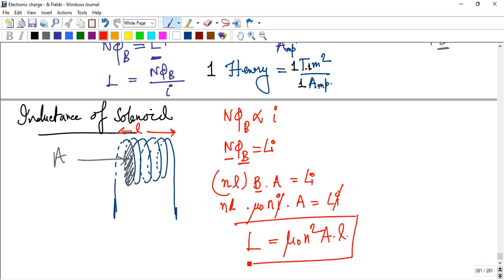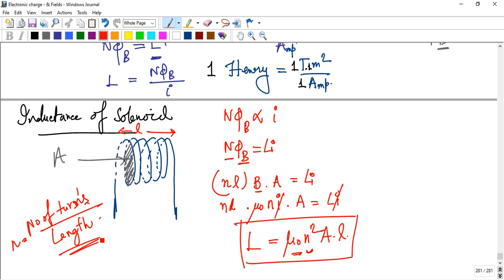So we get the final inductance. Mu 0 is the permeability of free space, we know that. Small n is the turn density, the number of windings per unit length. The total number of turns is small n times l, where l is the length of the solenoid. Okay, so finally we get L, the inductance.